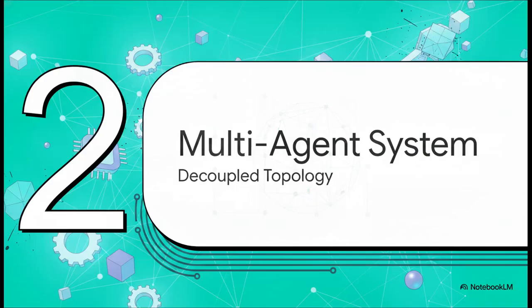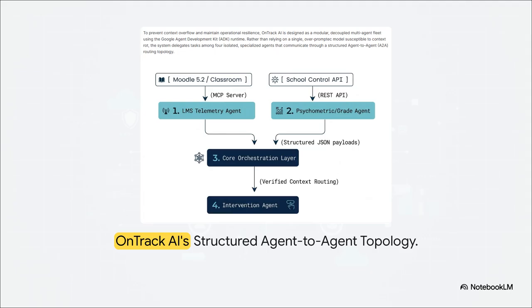Moving on to Section 2, the multi-agent architecture, the decoupled topology. Let's just go ahead and dismantle the whole myth of the giant monolithic AI, right? To actually operate at scale and not break down, OnTrack uses a highly structured agent-to-agent topology powered by the Google Agent Development Kit. Rather than one big, overloaded model that's super susceptible to context rot, information flows smoothly from the Moodle server at the top down into specialized individual agents before finally converging at the core orchestration layer. This decoupled approach is absolutely vital.